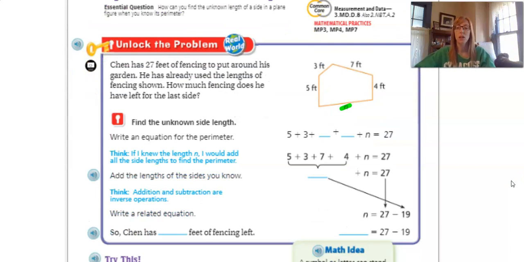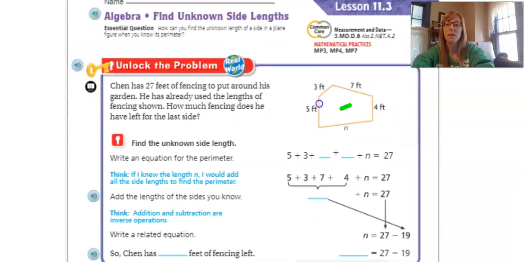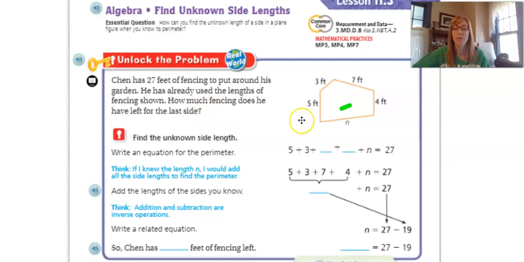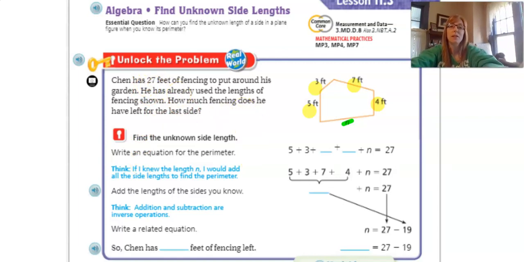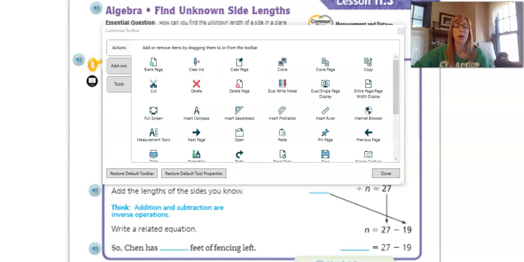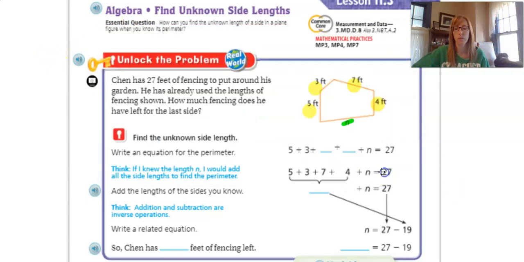So we're looking here, and we can see that on this side we have 5 feet right here. Then on this side 3 feet, we have 7 feet, and we have 4 feet. But we don't know what this one missing side is. But we know that there is 27. Let me see if I can get my pen to work here. Uh-oh, done.